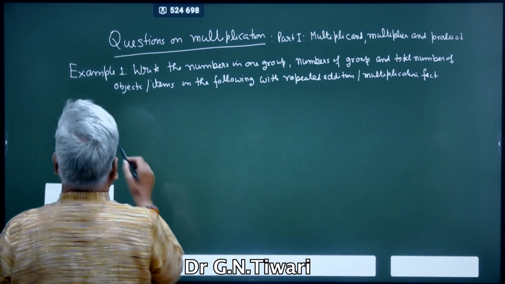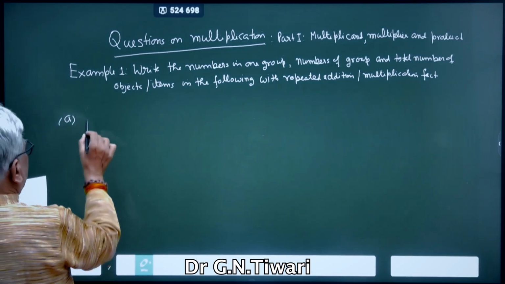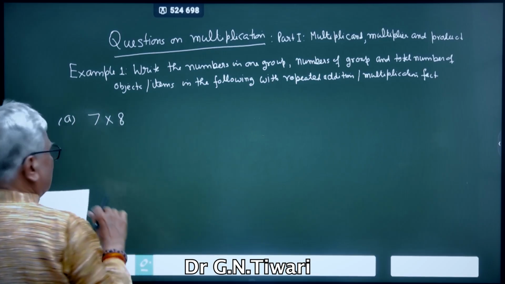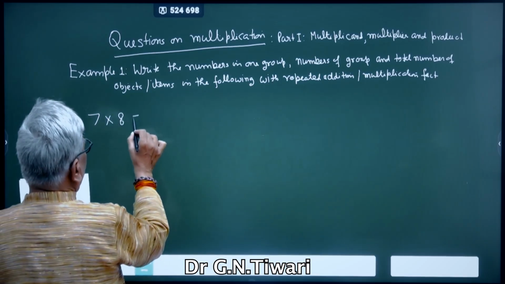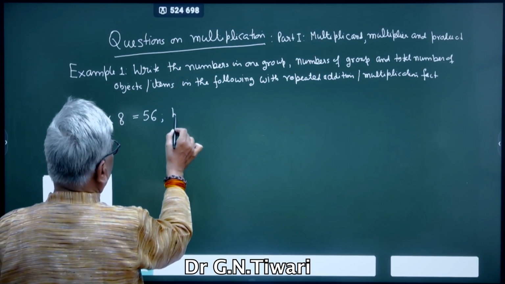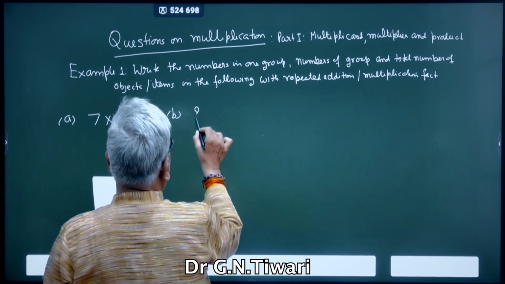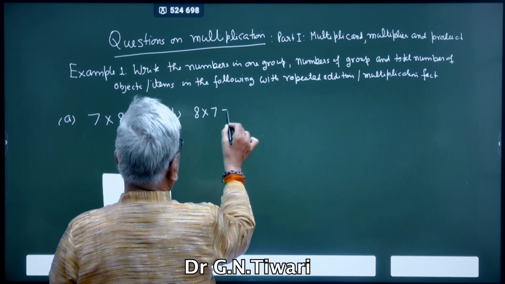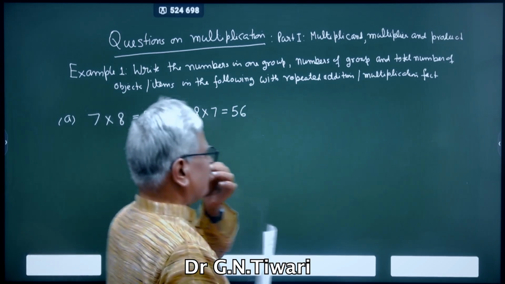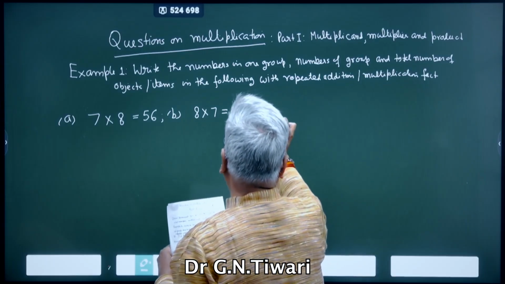A. 7 into 8, 7 eights are 56. B. Reverse. 8 sevens are also 56. If you are writing multiplication in this form, it is known as the horizontal method.